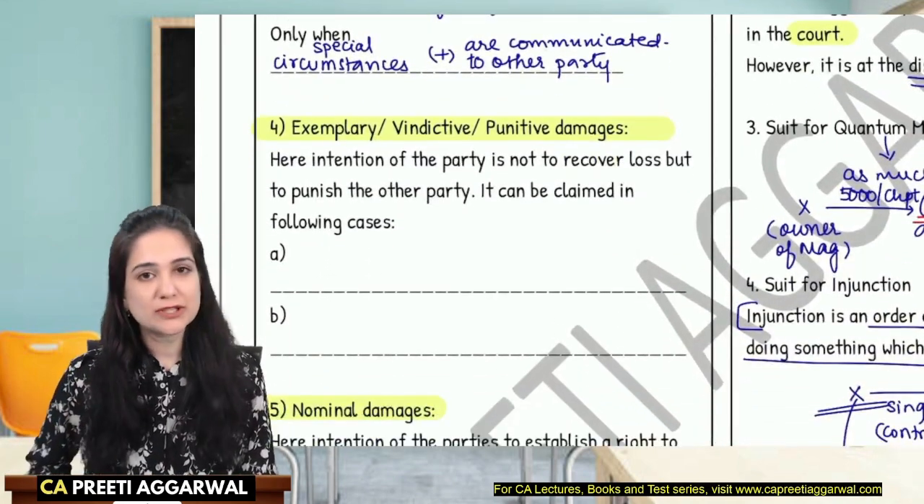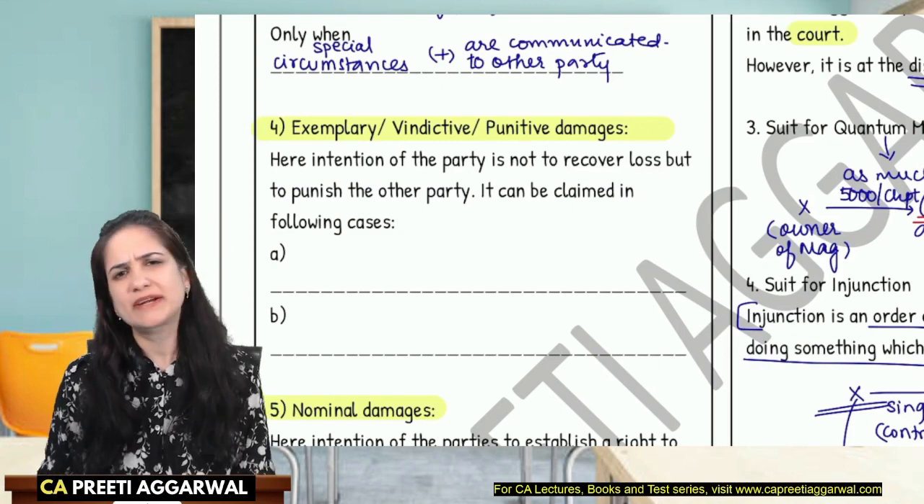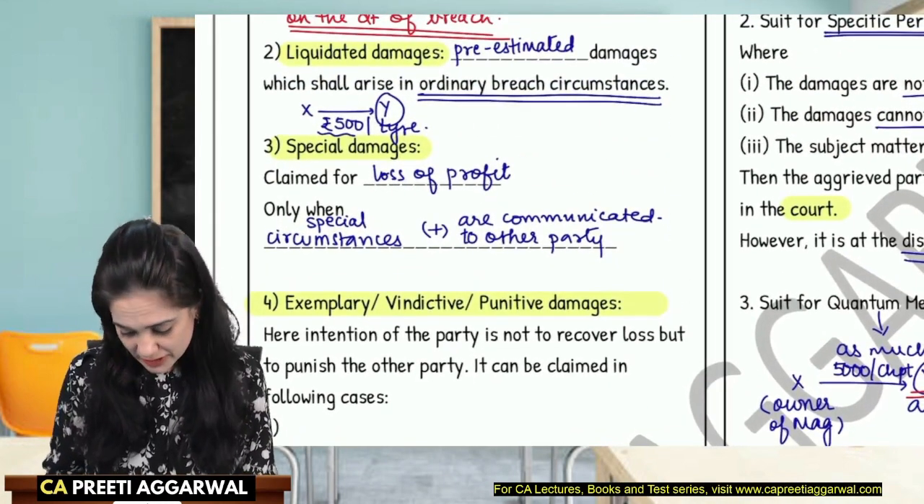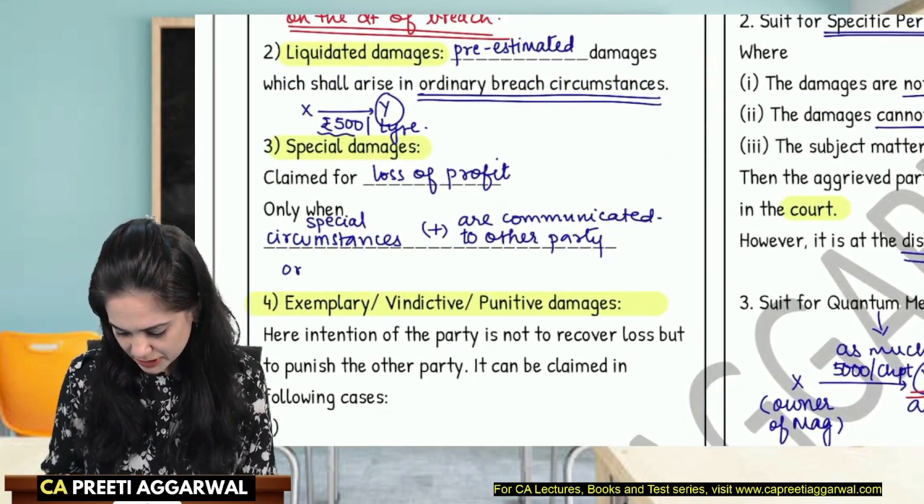What if there is no communication? Then you cannot claim special damages. You will be entitled to only ordinary damage. If there is communication, you will, in this case, be entitled to ordinary as well as special damages.